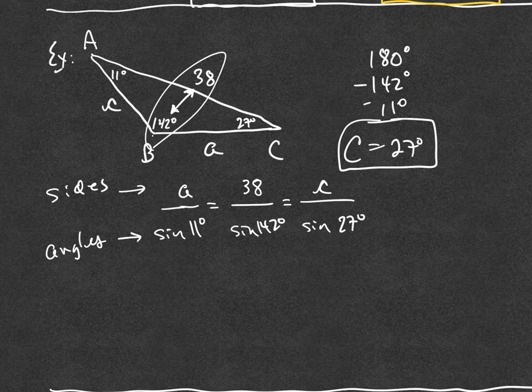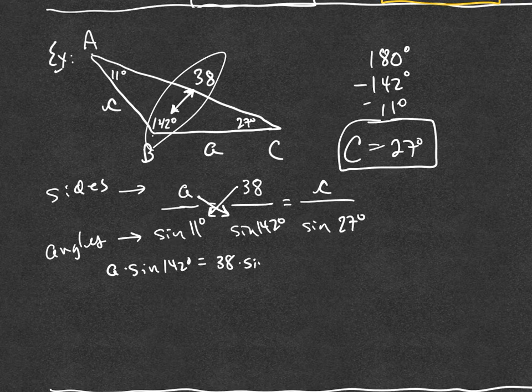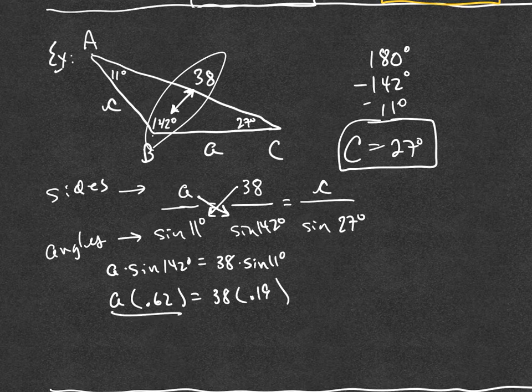Okay? And again, all you have to do is cover up one of the fractions at a time and cross multiply. As an example, if I cross multiply with the two fractions to the left, I'd have little a times the sine of 142 is equal to 38 times the sine of 11. Two trig values that I can punch out using my calculator. The sine of 142 is 0.62, and the sine of 11 is 0.19. So to solve for little a, divide both sides by 0.62.